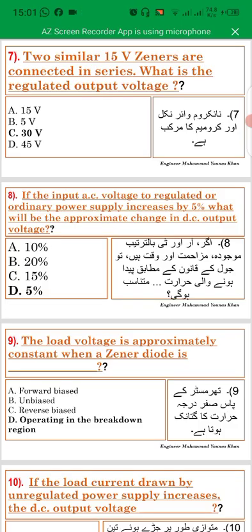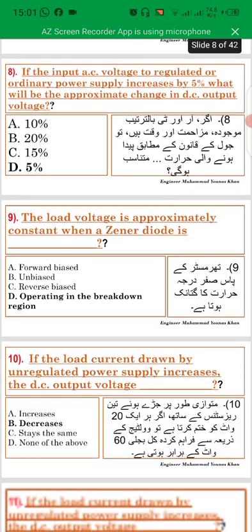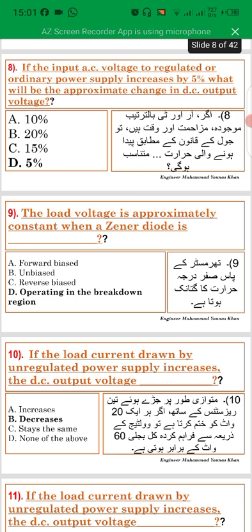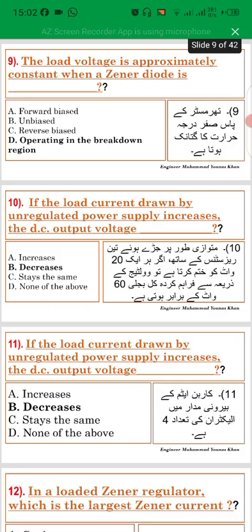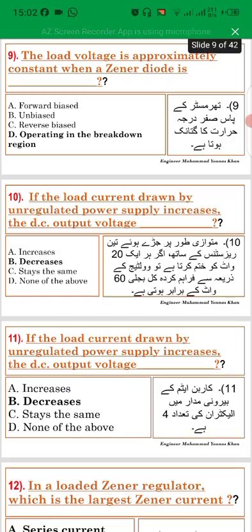Two similar 15 volt zener are connected in series. What is the regulated output voltage? 30 volt. If the input AC voltage to be regulated or ordinary power supply is increased by 5%, what will be the approximate change in DC output voltage? 5%. The load voltage is approximately constant when a zener diode is operating in the breakdown region.